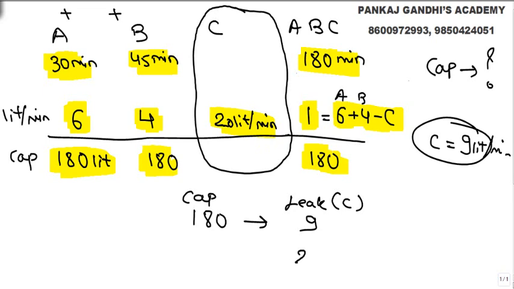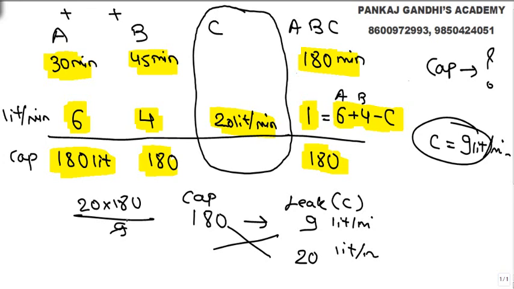But what is the actual C speed? 20 liters per minute, obviously. If leakage is 9, capacity is 180. If leakage is 20, what is the capacity? Opposite multiplication. So the capacity is nothing but 400.